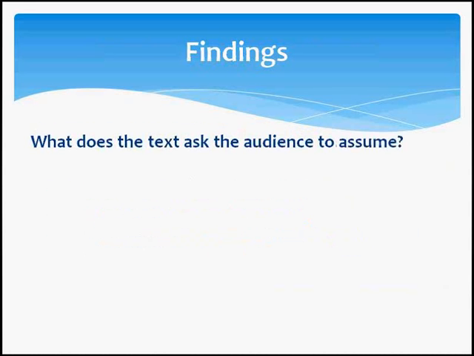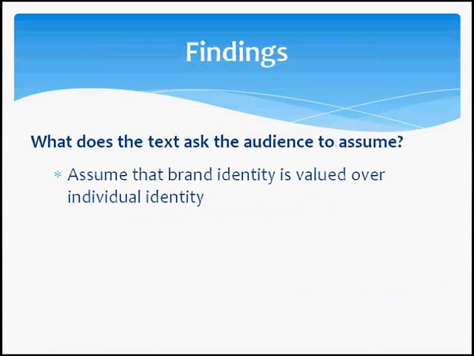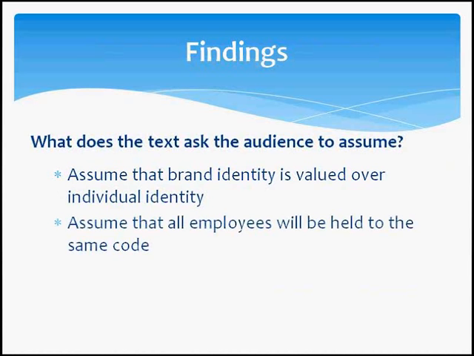Next, what does the text ask the audience to assume? First of all, assume that the brand identity is more important than the individual identity. For example, expressing your individuality through clothing, makeup, hairstyle, etc. is not valued. Second, assume that expectations of appearance and attitude will be applied to each employee on every level. So we know, looking at the lookbook, that even senior level managers are going to be held to the same code as an entry-level position working in a park.